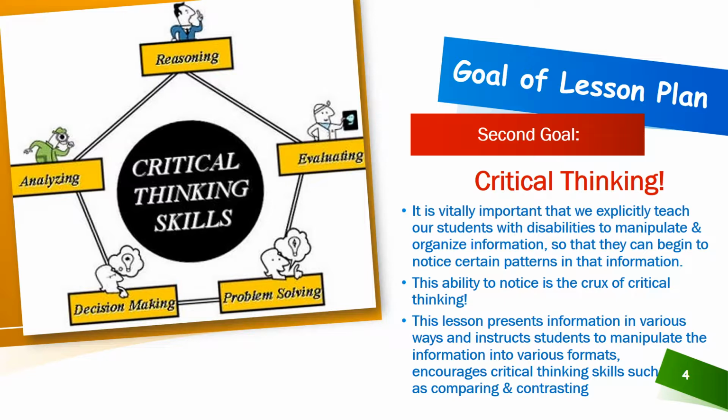The second goal of my lesson plan has to do with critical thinking. Something that I have noticed as I've taught students who have disabilities is this. As difficult as it is for typical third graders to think critically about presented material, it is even that much harder for our students with disabilities. It is vitally important that we explicitly teach them to manipulate and organize information in such a way that they are able to see certain patterns in that information, so that they can start to use these patterns to evaluate and problem solve, skills that are essential as they progress in life. How else can we ever expect them to keep up with their typical peers?